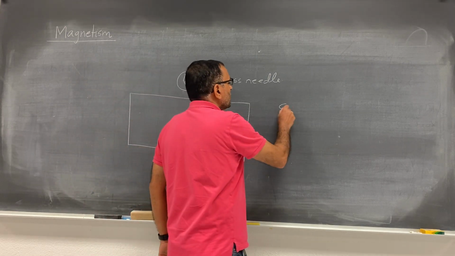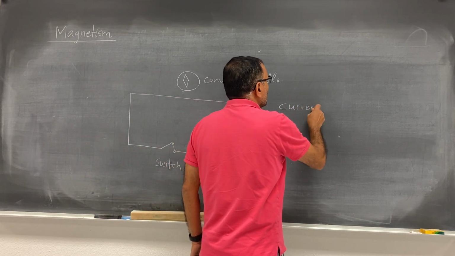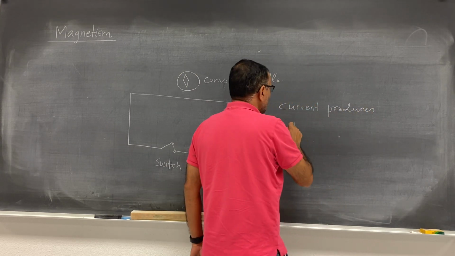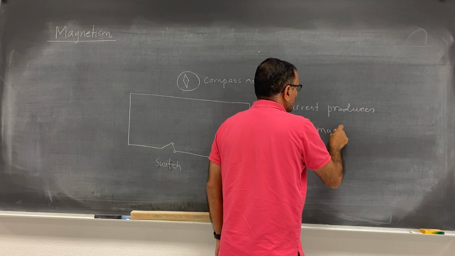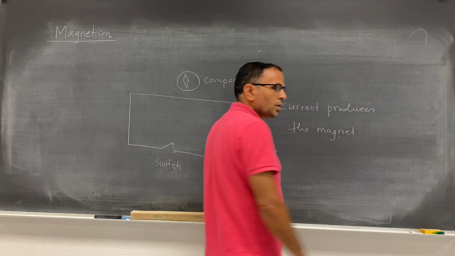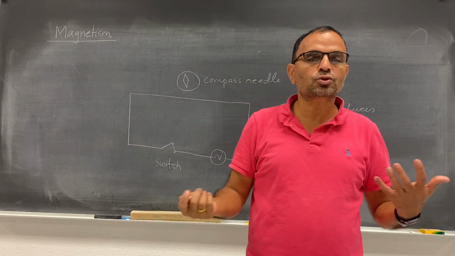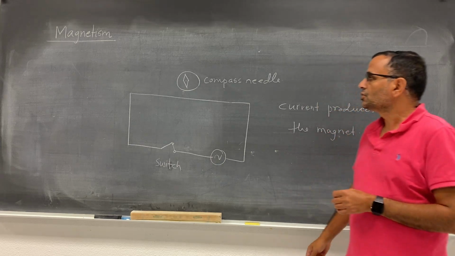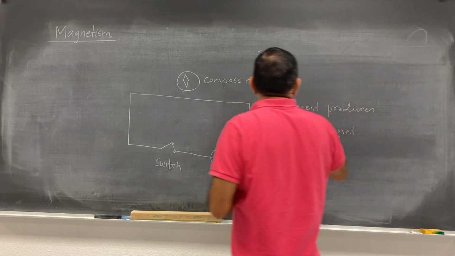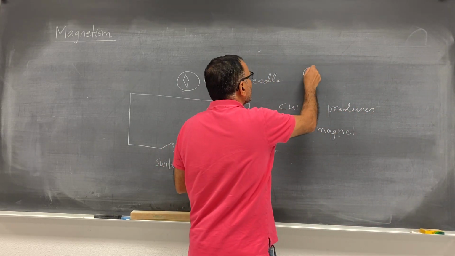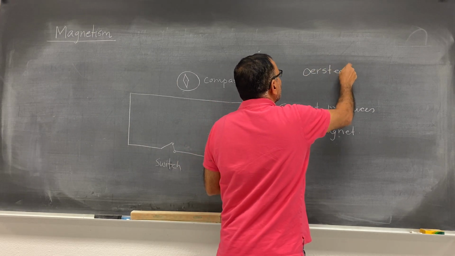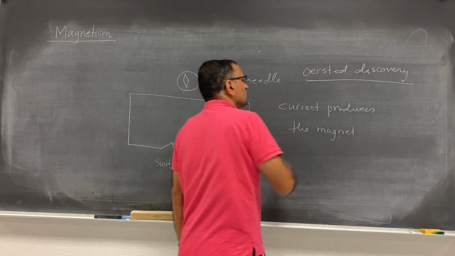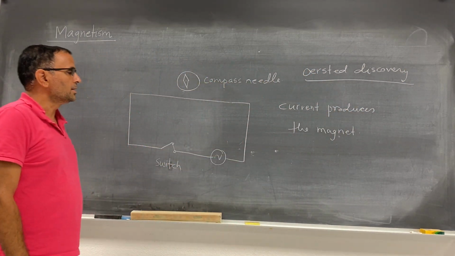So the current produces the magnet. Is the reverse true? Can a magnet produce the current? We'll talk about that. So this is the current producing the magnet. This is Oersted's discovery.